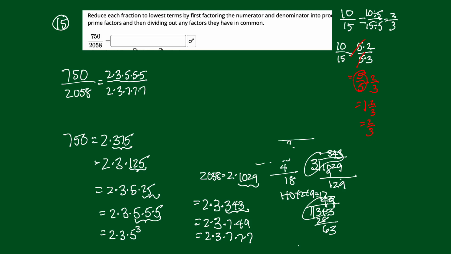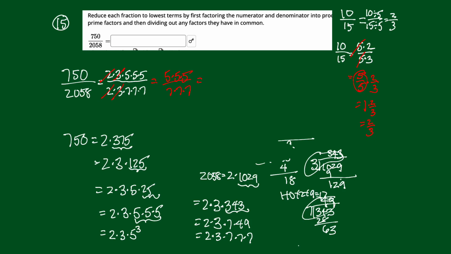Now, let's cancel any common factors. So look what we've got. The 2's common, we'll cancel that. Actually, when I say cancel, I mean divide out. But we just say cancel. The 3 is common. Let's divide that one out. So what's left is 5 times 5 times 5 over 7 times 7 times 7.